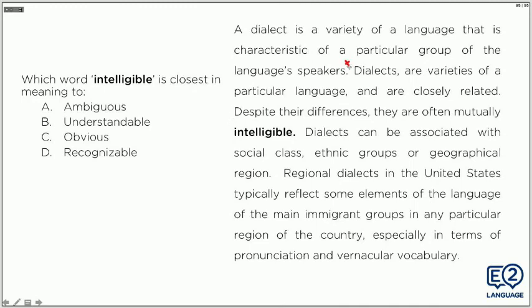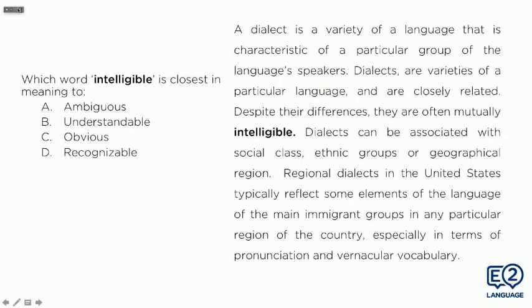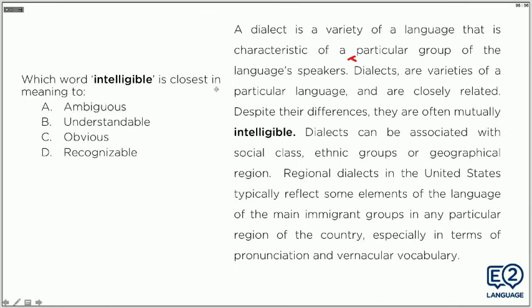Now, why did I go back 2 sentences? Because here it says despite their differences, and it's talking about dialects. So I needed to go back in the sentence there to read before it, or else this sentence would not make sense on its own. So sometimes you may need to do that. So dialects are varieties of a particular language and are closely related. Despite the differences of dialects, they are often mutually intelligible. They are often mutually ambiguous, mutually understandable, mutually obvious, mutually recognizable.